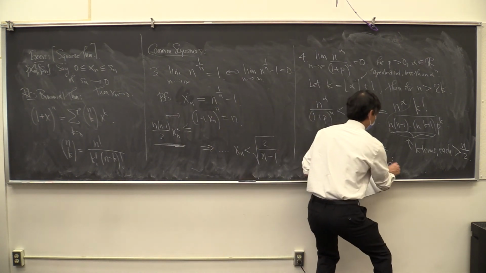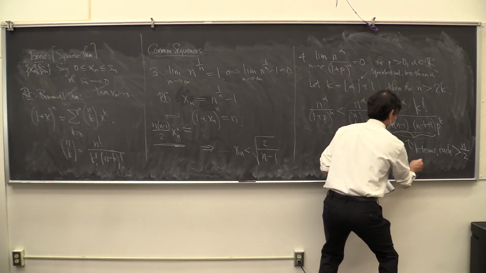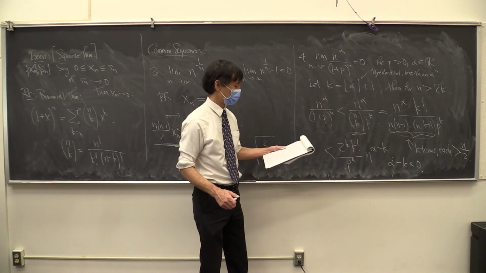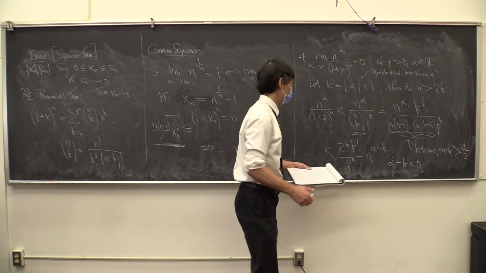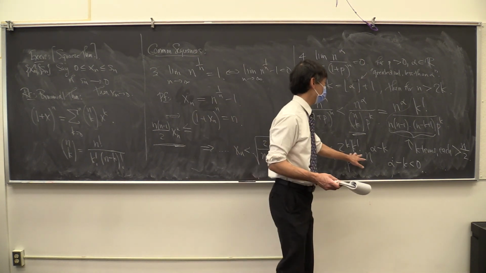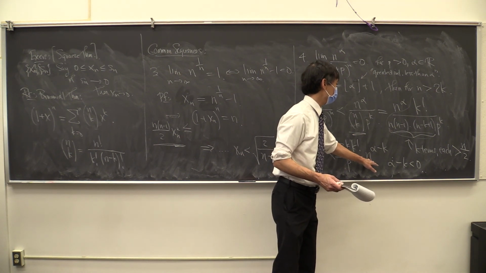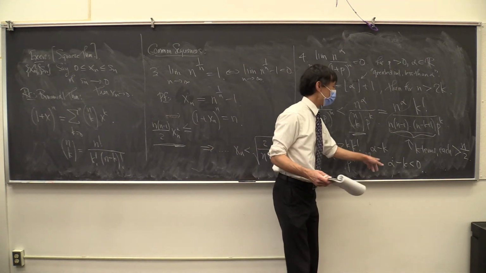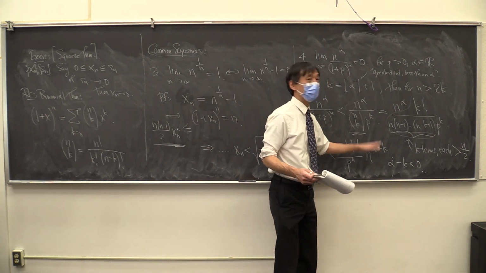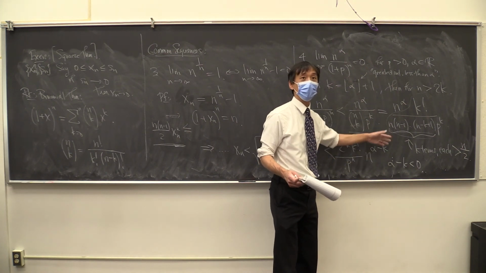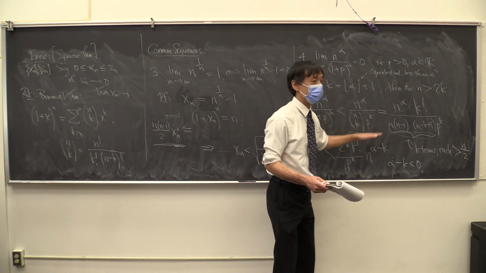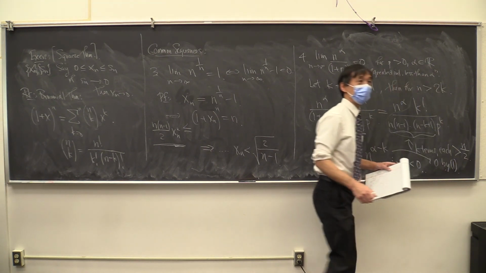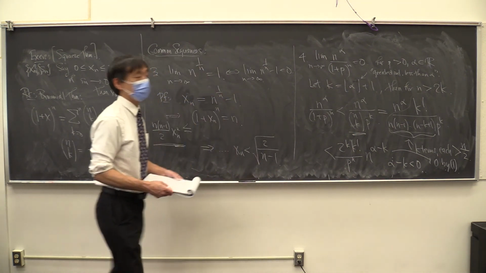Now, alpha minus k is less than 0. So this is 1 over n to some positive power, right? So that goes to 0. So this thing goes to 0 by the first limit that we got. Okay.